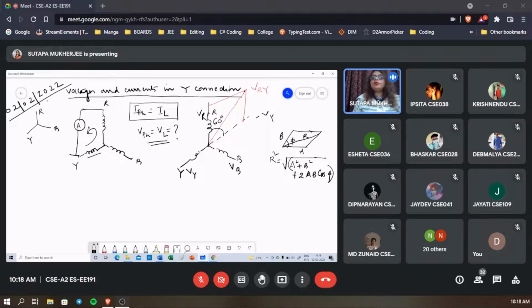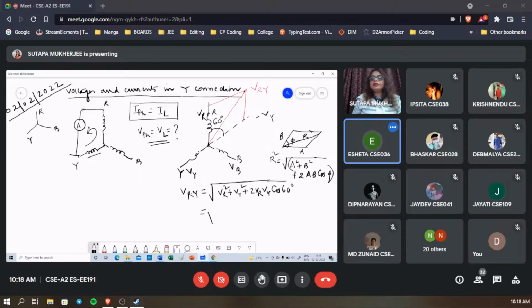So what will be VRY? That is the line voltage. Root over of VR square plus VY square plus 2 VR VY cos 60 degree. Am I correct? Yes, ma'am.